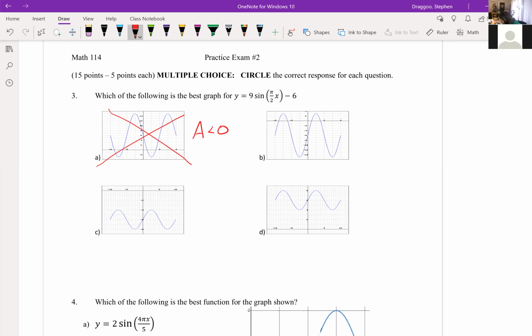Next, D is going to be out because our vertical shift should be negative, but this one has a positive value for D, so that one's out. Sort of roughly getting at these. Then the next two, I could also rule out C because the vertical shift was bigger than the amplitude. So that one is just too far away. So the one that makes sense is going to be B.